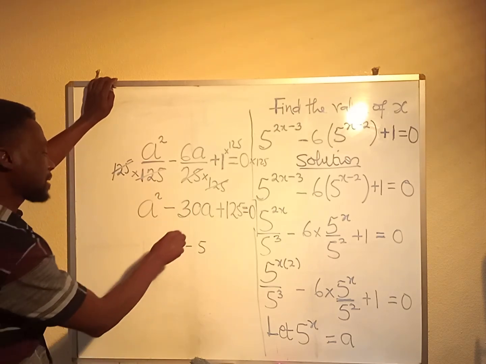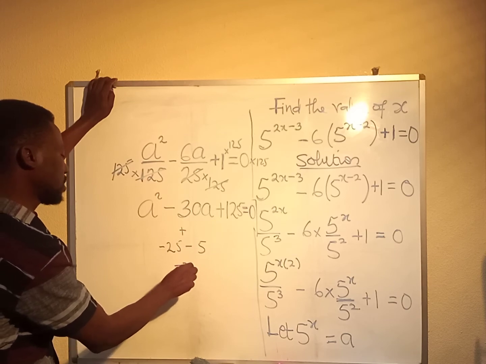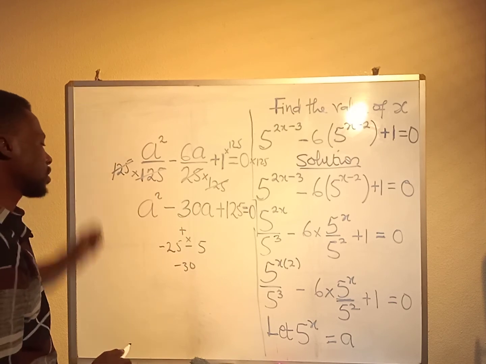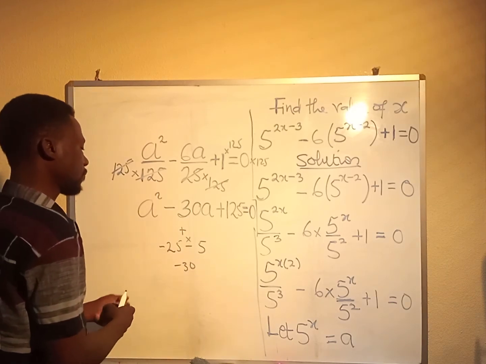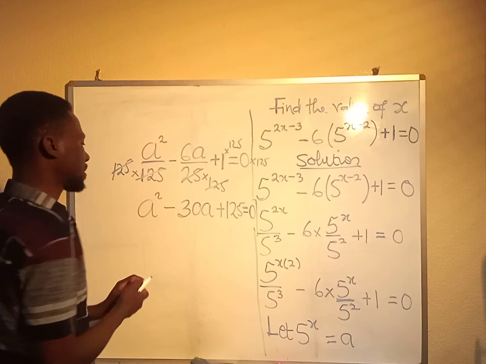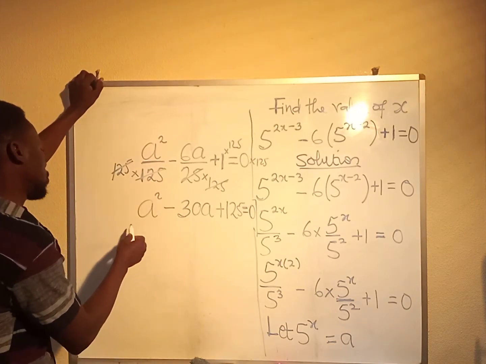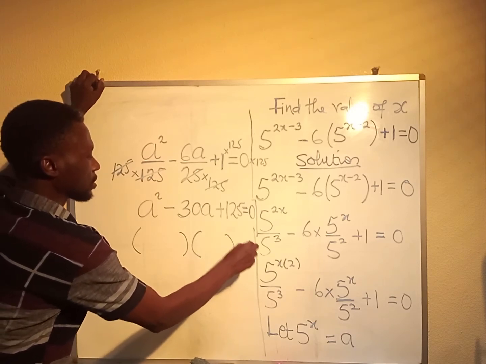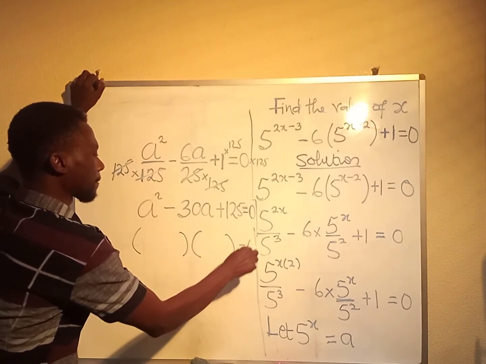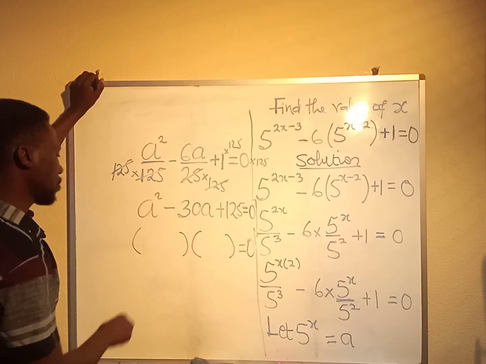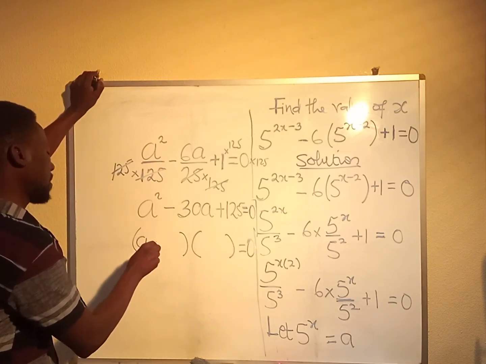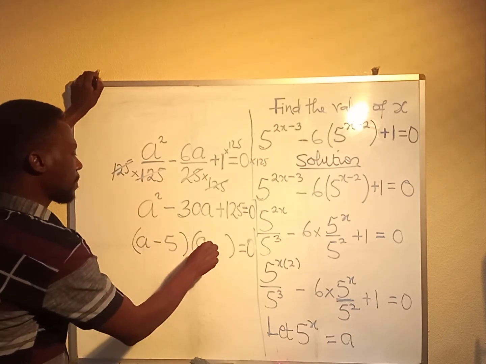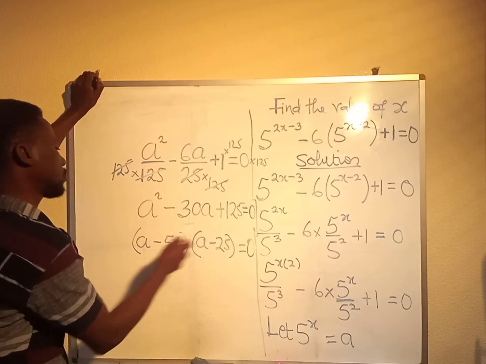When we add this, what do we get? We get negative 30. And then when we multiply them, we have positive 125. So the two numbers are negative 5 and negative 25. So let's come here and form two brackets. So we have two brackets over here, and this is equal to 0. So we have a minus 5, and then we have a minus 25. These are the two numbers.